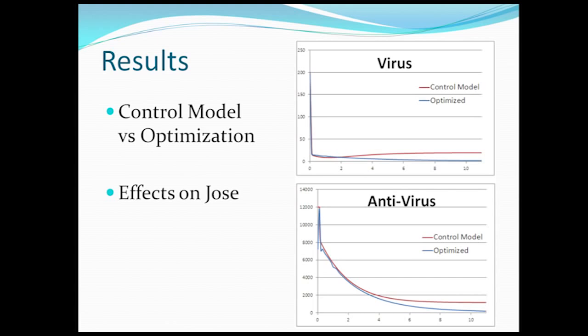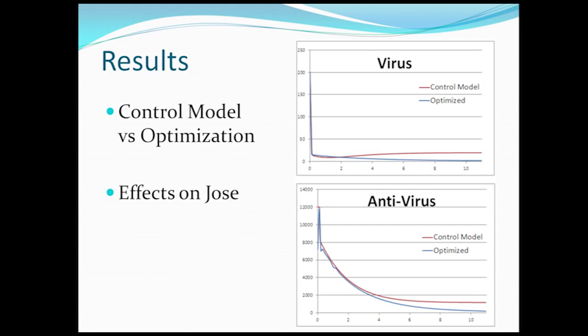And as far as Jose goes, he is alive because the spike at the very beginning of the antivirus is at 12,000, which is below 20,000 of our acceptable limits, and the virus starts at 200 and shoots down to about 20, which is also within our acceptable limits. And the antivirus over the total 10-year period for the control model was about 20,000, and for the optimized model was about 19,000.